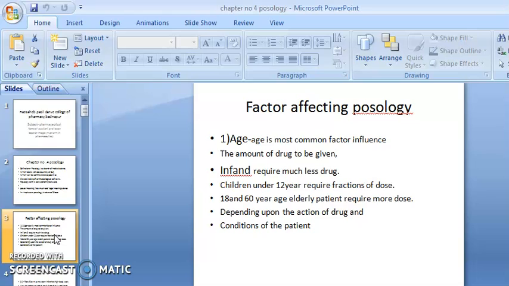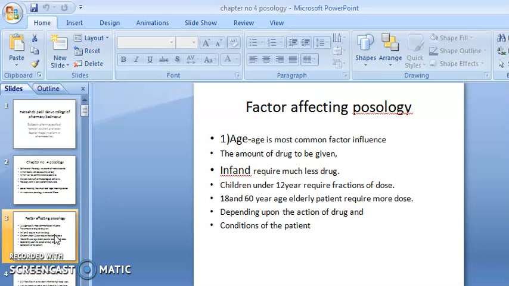Factors affecting posology. There are various factors, near about 15 factors, which affect the dose. You may need to decrease or increase the dose of your patient depending upon the severity and the condition of the patient. So we are considering the main 15 factors which are responsible for affecting the dose calculation. The first factor is age.